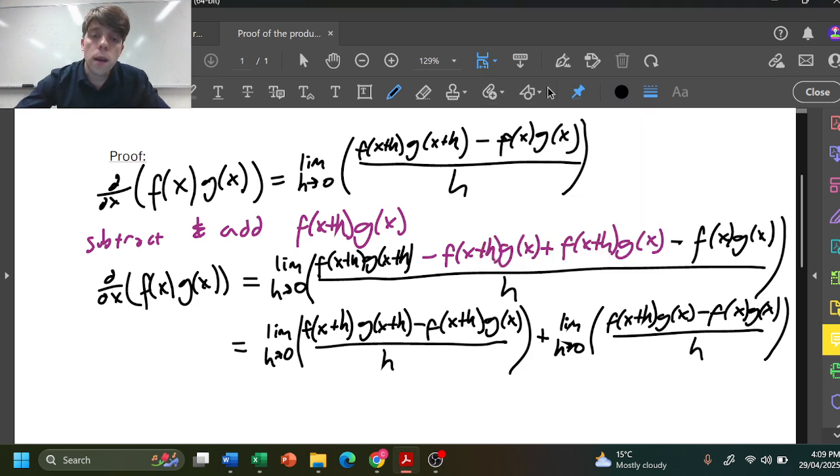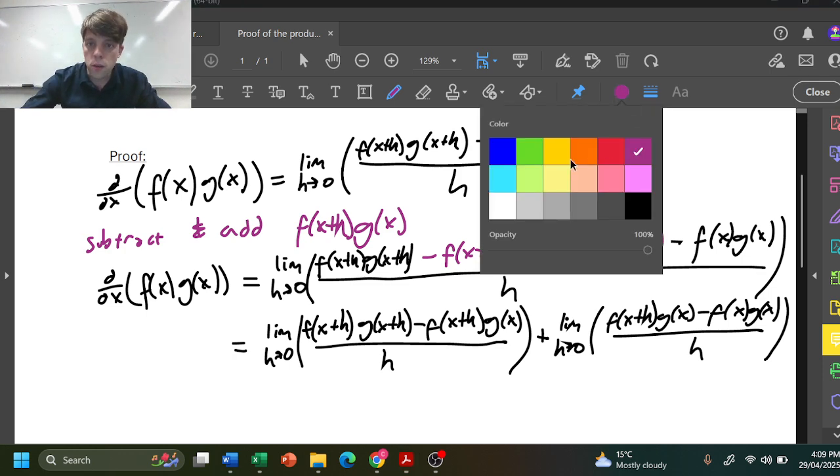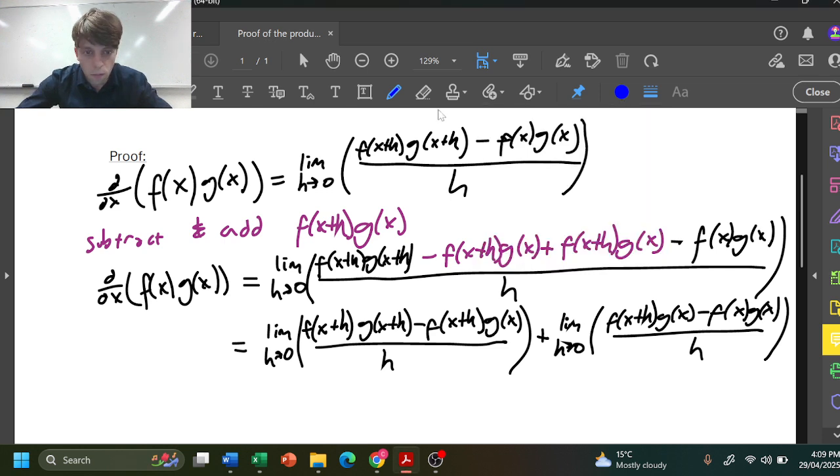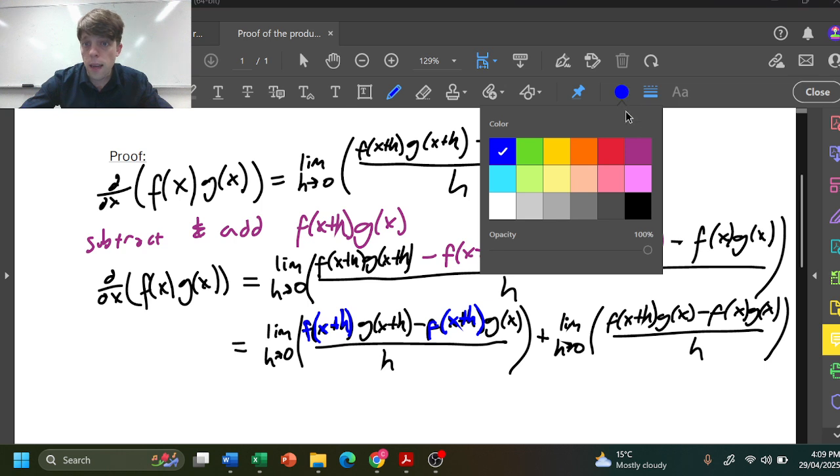So what we might notice now that we're looking at these two fractions is that for the first limit, there is a common factor, and I might do it in blue. There's a common factor to both of the terms in the numerator, f of x plus h. We can see it appears in both terms of the numerator there. So what we can do is actually factor this out.